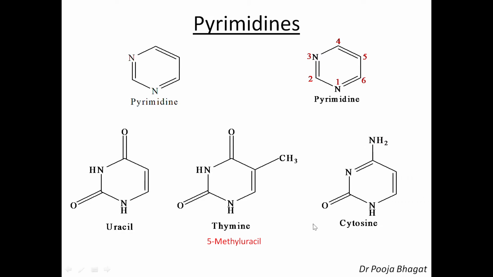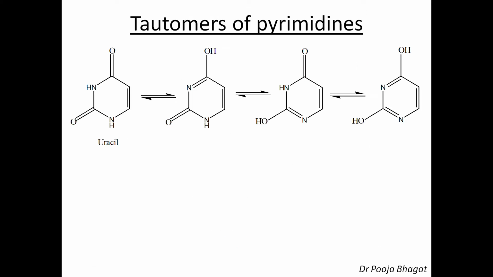And then this is cytosine. In cytosine, at second position, the oxo group is present, and at the fourth position, amino group is present, and therefore this is also called 4-amino-uracil. So these are the three pyrimidines which are present in nucleic acids. Now let's see tautomers of pyrimidines.